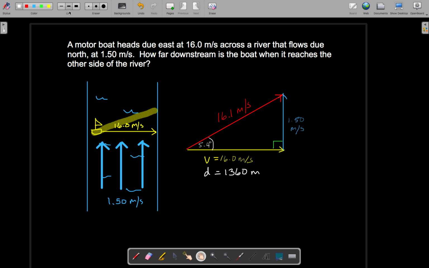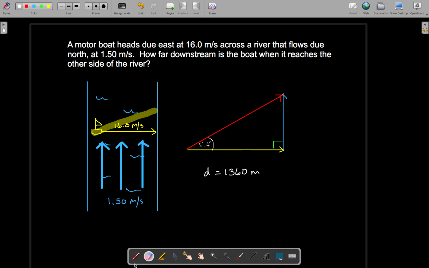Now, the question in particular is asking how far downstream did the boat reach. So you'll notice that although the boat was trying to travel eastwards, the current did push it a little bit off course. It went northerly of its easterly direction. And so we want to know how far from here to here did that boat land. I'm going to go ahead and remove the velocity vectors because we're only focused on the distance vectors now.